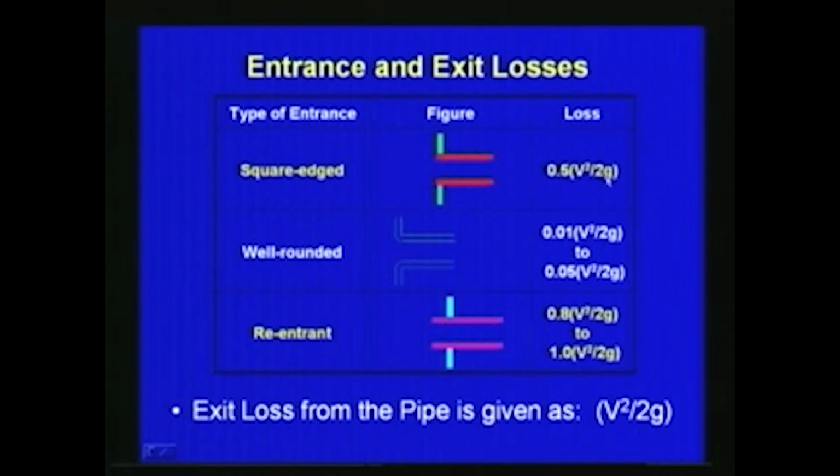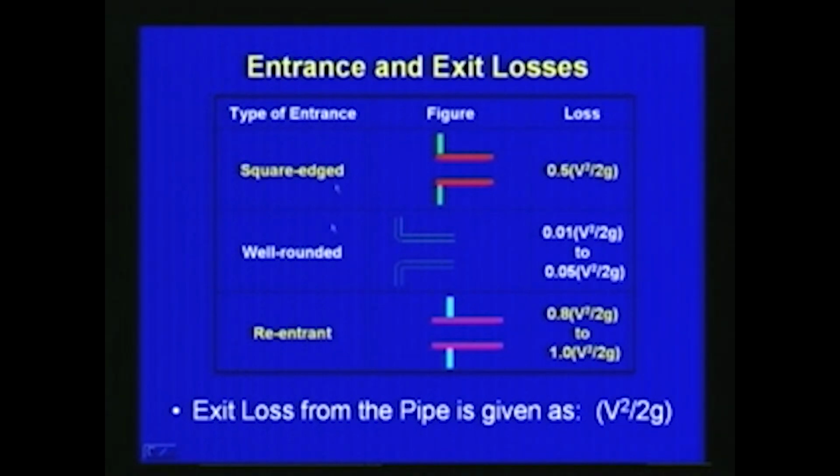So 0.5 v square by 2g will be the loss with respect to the square edged entrance like this. And then say if this square edged entrance is rounded or made a smooth entrance, you can see here the losses will be reduced. If it is well rounded like this, instead of this corner edge, it is rounded. So the loss coefficient will be reduced to 0.01 to 0.05 v square by 2g, depending upon how effectively we smoothen it or we round it. So for a well rounded entrance, the loss will vary from 0.01 to 0.05 v square by 2g.